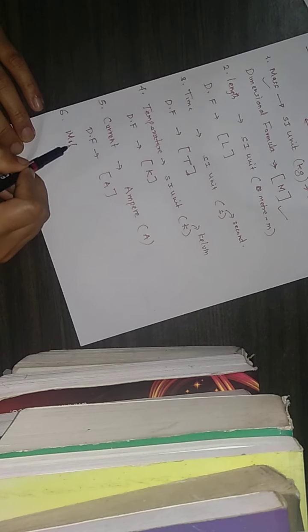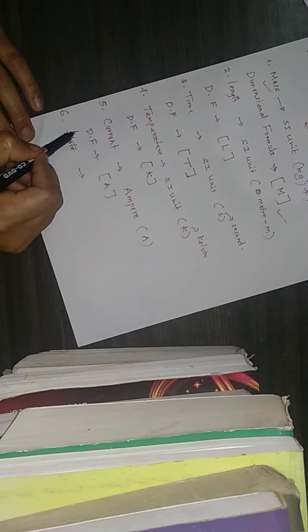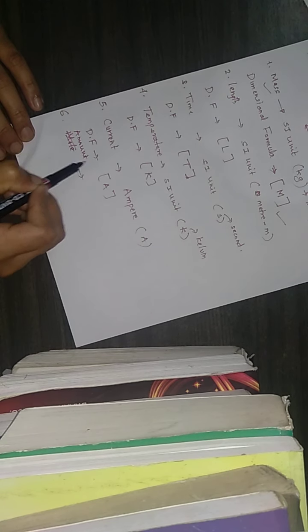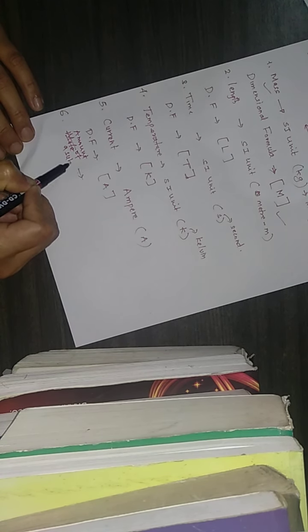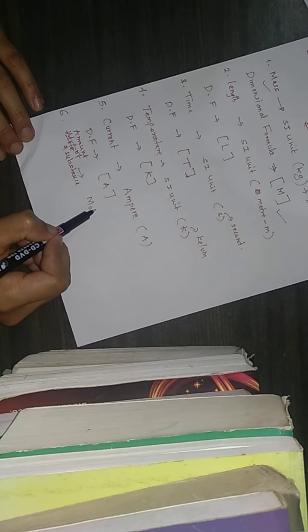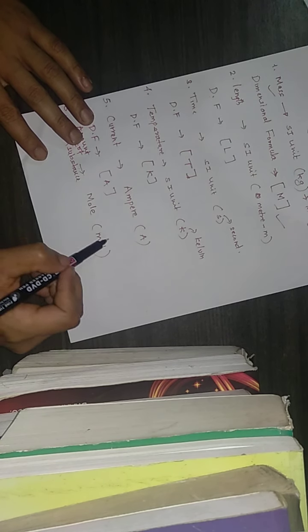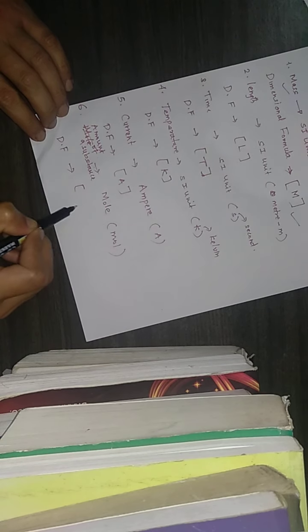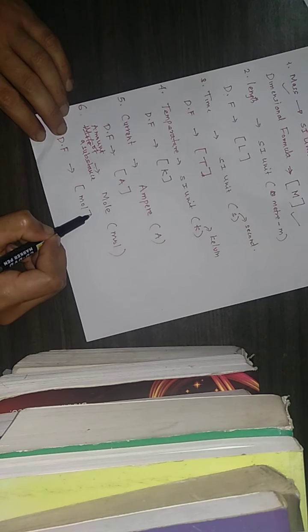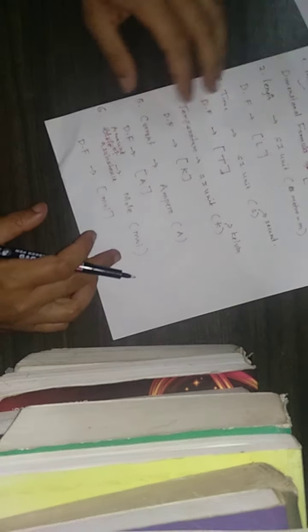Number six is mole. Mole is the amount of a substance. Its SI unit is mole, symbolically written as mol, and its dimensional formula will be mol in square bracket. So make notes side by side with this video.